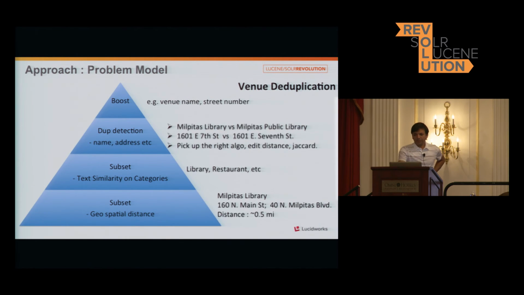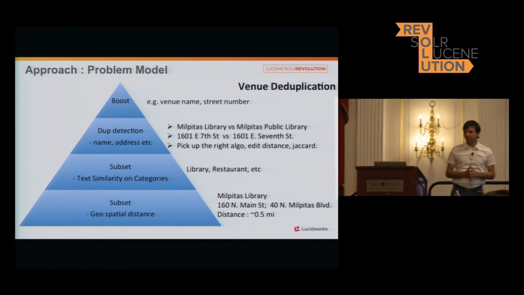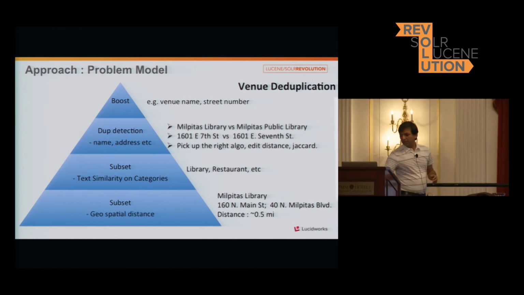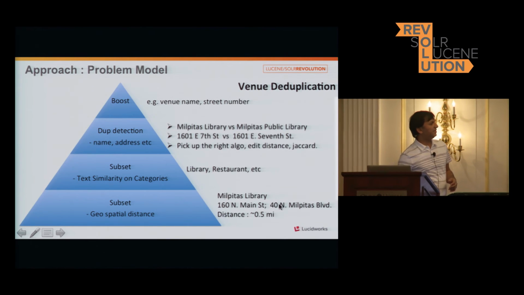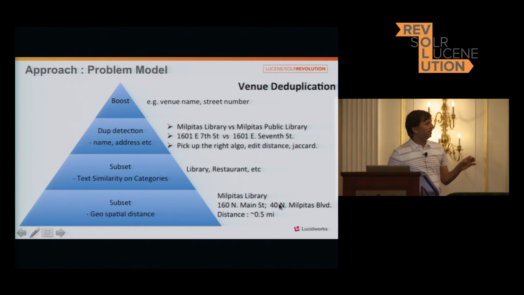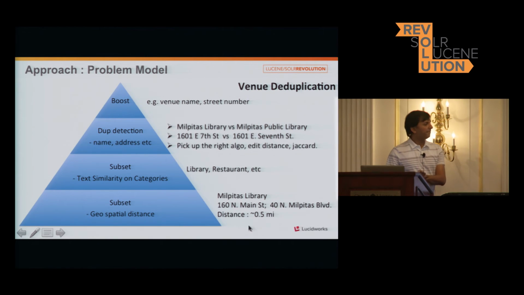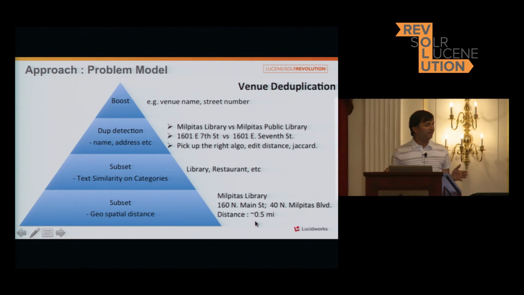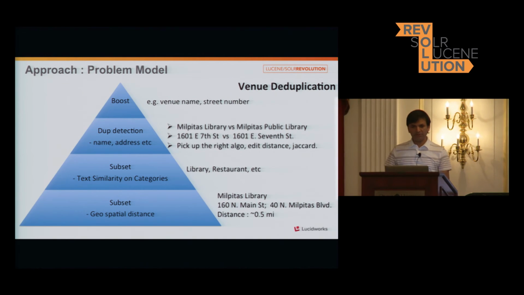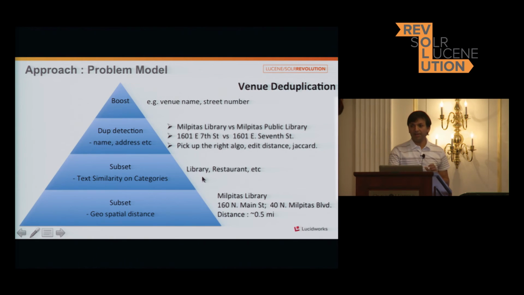Okay, so here is some data example. Once you generate the subset after the geospatial proximity search, this is exactly what we got. For Milpitas Library, two different feeds were giving us two different addresses, 160 North Main Street and 40 North Milpitas Boulevard, right? Now, if you were to filter on these two fields, you would say that these are entirely different venues. But the name is Milpitas Library, and the distance between them is less than half a mile. When we run it through the new process, both of them are the same category, so it has already passed two of the steps.